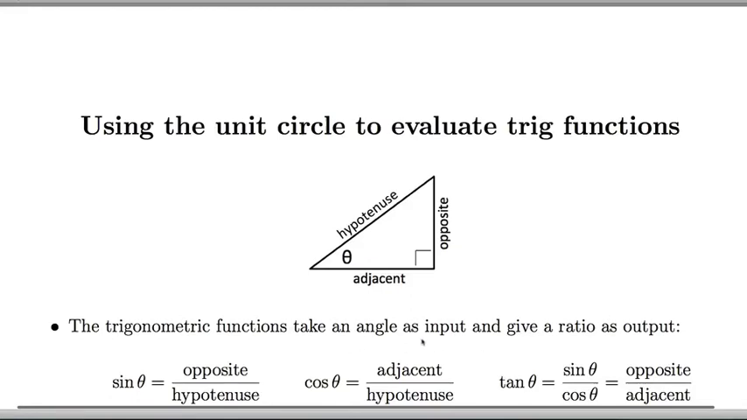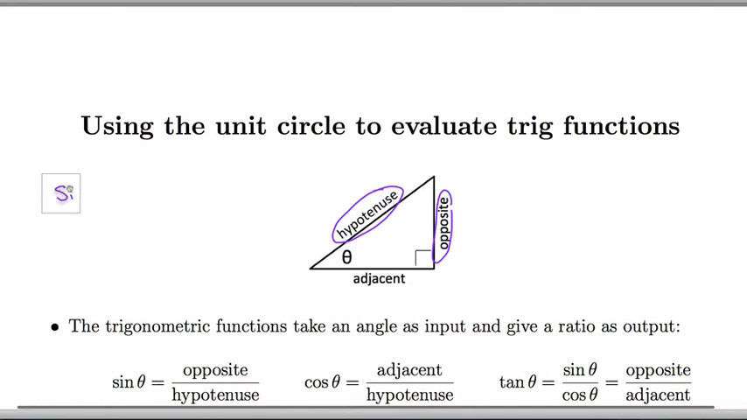Trig functions take an angle as input and output the ratio of sides, for example, opposite side divided by hypotenuse side. But how do you evaluate trig functions without drawing triangles and measuring lengths of sides? Well, you can use your calculator.